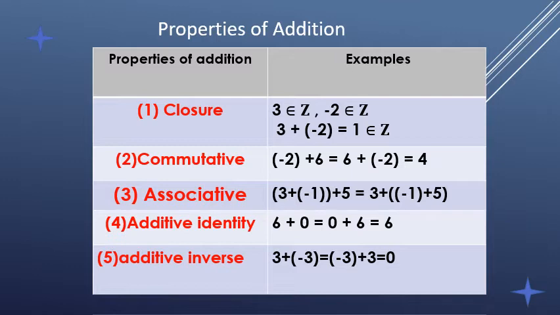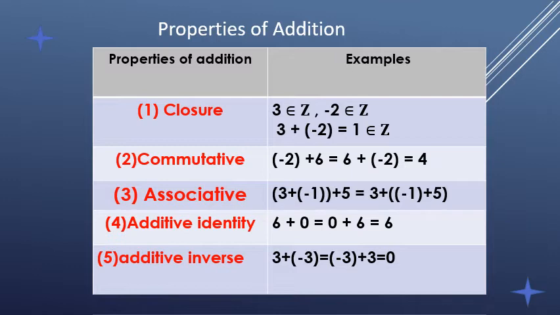And the fifth property, additive inverse. It's only in Z. Any number in Z has an additive inverse except 0. For example, 3 plus negative 3. 3 and negative 3 are two inverse numbers.